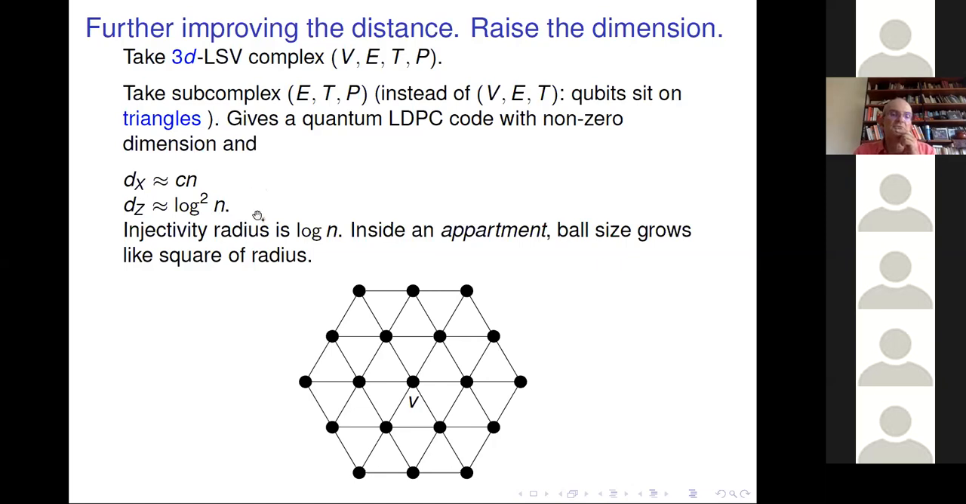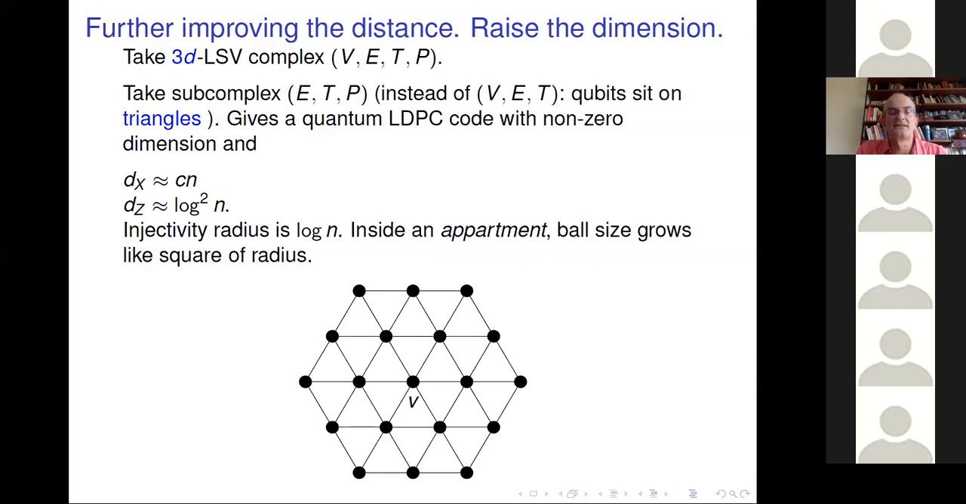In a few words, I can try and give an idea where this log of n squared comes from. The thing is that to get a handle on the Z distance, we use injectivity radius arguments. If you remember these, maybe haven't said it, but these finite simplicial complexes are obtained from taking quotients of infinite objects where there's no homology.